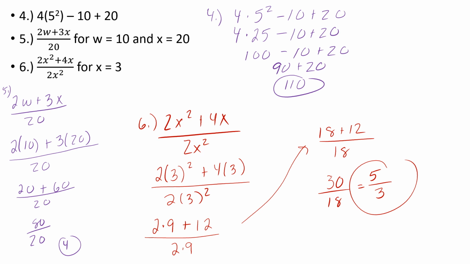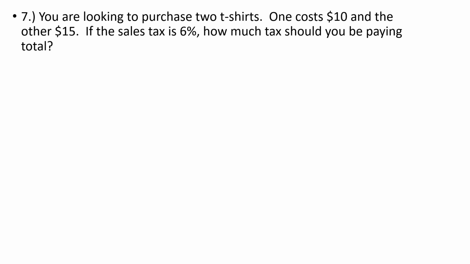And last but not least, you are looking to purchase 2 t-shirts. One costs $10 and the other $15. If the sales tax is 6%, how much tax should you be paying total? And so there's actually a couple of ways that you could do this. But you might say, well, I'm going to go to the register and I am going to put the 2 t-shirts on the counter. The cashier is going to ring those up, and that's going to be $25. And now you're going to pay 6% sales tax on $25.